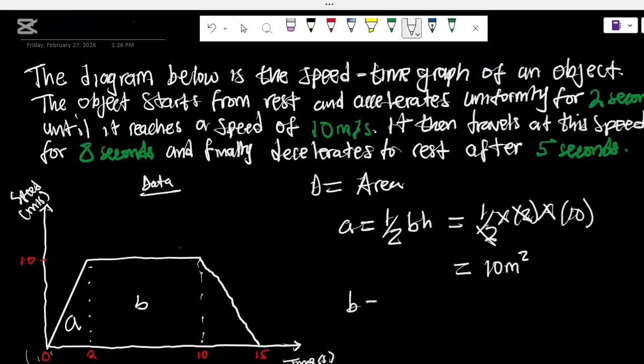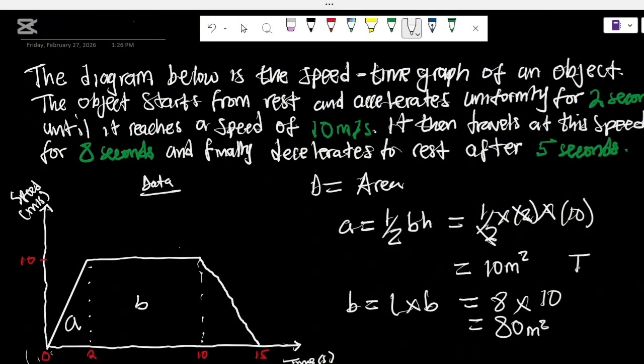And for shape B, notice that this is a rectangle, which is given by LB. So for L, it is from 2 to 10, which is 8, multiplied by from 0, this is the resting position, from 0 to 10, this is 10. And so we are going to have 80 meters squared. So the total distance in this case is going to be 10 plus 80, which is actually 90 meters. And so 90 meters is the distance traveled during the first 10 seconds.